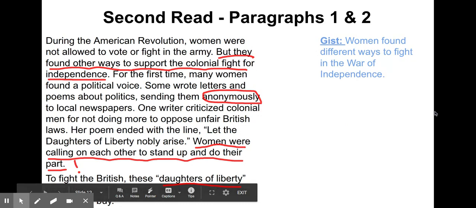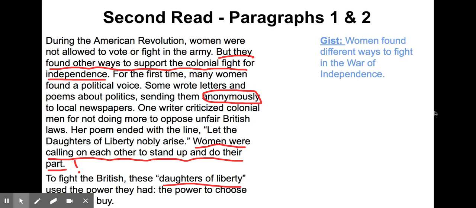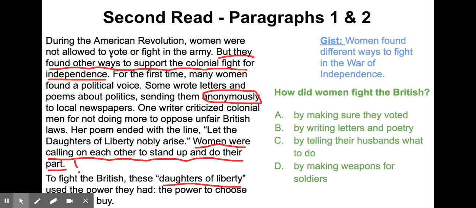So my gist is women found different ways to fight in the War of Independence. I wrote that down because I saw several instances in here where they're talking about women and what they were doing. So again, here they were writing letters. They were saying stand up, but also they were finding some ways, even though they were not allowed to vote or fight, to show their voice.